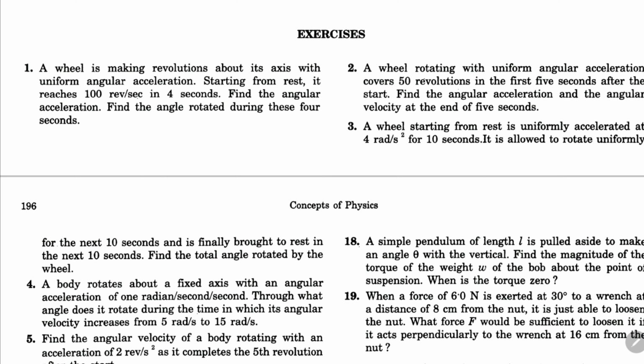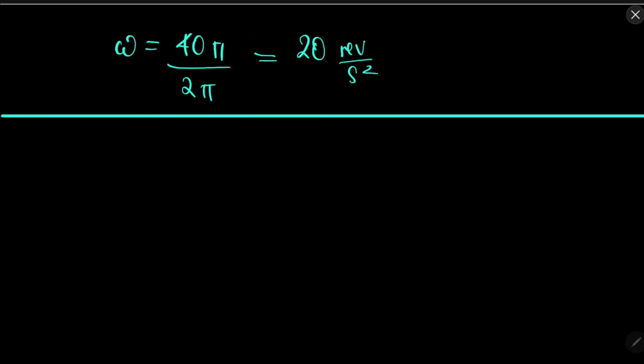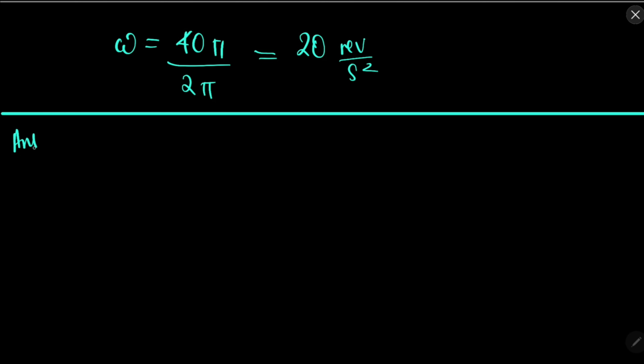Now in the third question we have a wheel starting from rest and it is uniformly accelerated at 4 radian per second square for 10 seconds, and then it is allowed to rotate uniformly for the next 10 seconds. And then it finally comes to rest in the next 10 seconds. So we need to find the total angle rotated, that is angular displacement, or rather I should say angular distance. Okay, so the total angle that is rotated. So first of all, what do we have? Let me draw the graph.